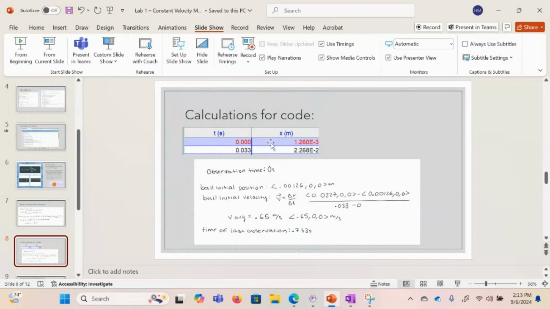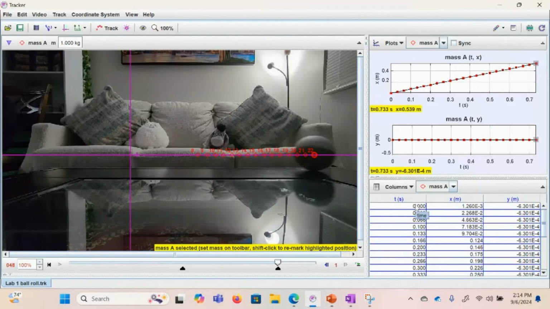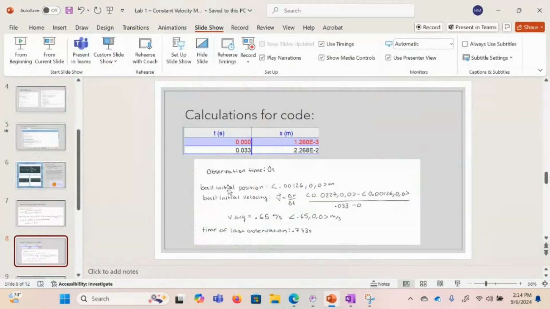So I gathered the first 2 points in the Tracker data graph, as you can see here. Using these 2 points, we can then get the ball's initial position and then the ball's initial velocity. Even though this is the average velocity, given that the time is very small, it will work for our initial velocity. Here our observation time is 0 seconds and the time of our last observation.